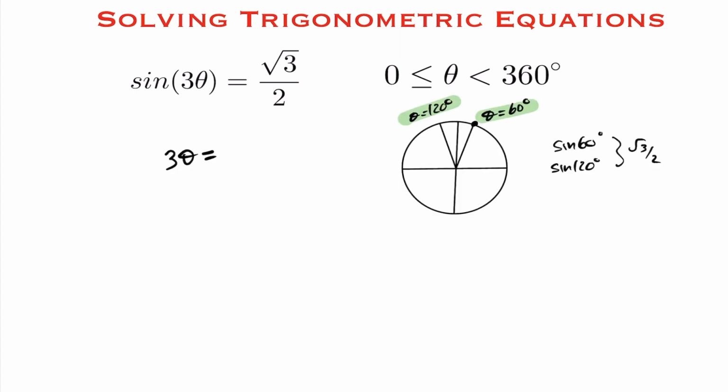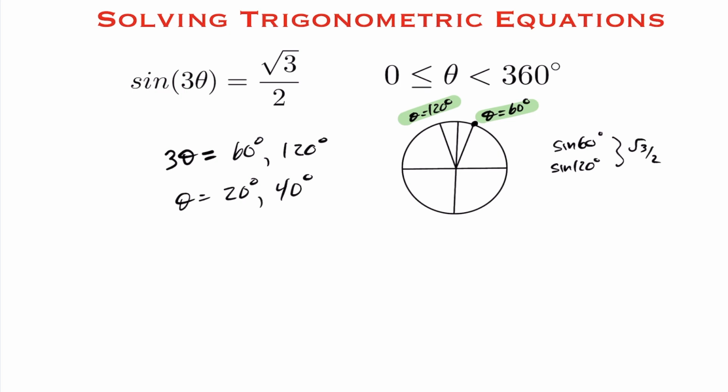So at 60 degrees and 120 degrees, you can see here on our unit circle, at those two values here, you end up getting the sine of 60 and 120 is going to be root 3 over 2. So we can go ahead and write down that 60 degrees and the 120. Divide across by 3, we end up getting 20 degrees and 40 degrees here.